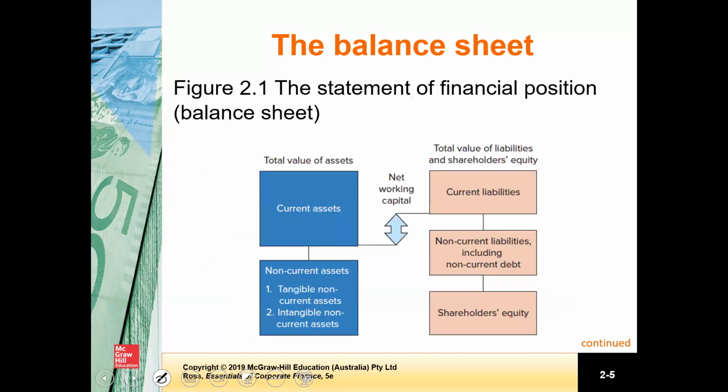This is what a typical balance sheet looks like. You can see on the left-hand side there are assets, current assets and non-current assets. On the right-hand side, there will be current liabilities, non-current liabilities, and last of all, shareholders' equity.